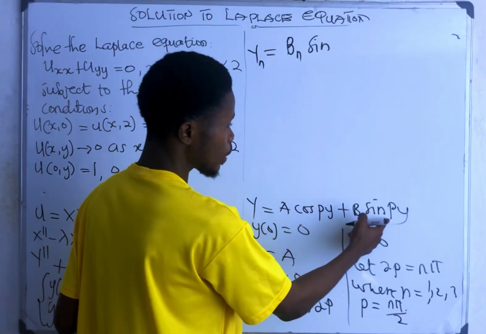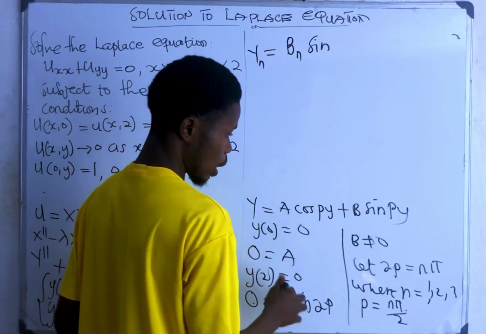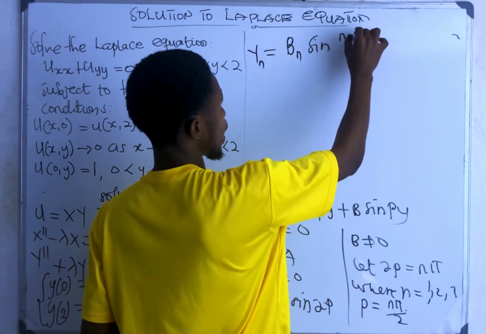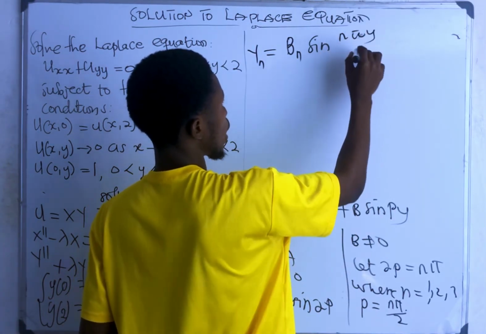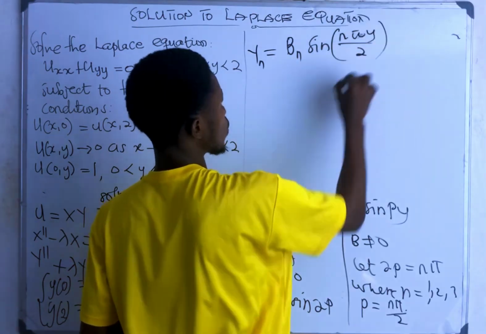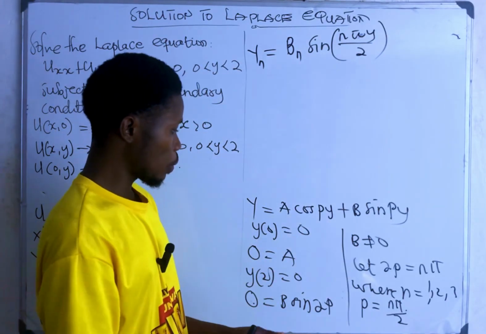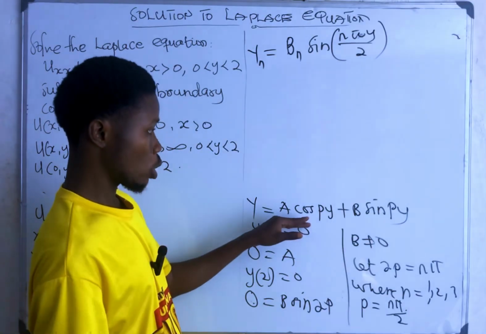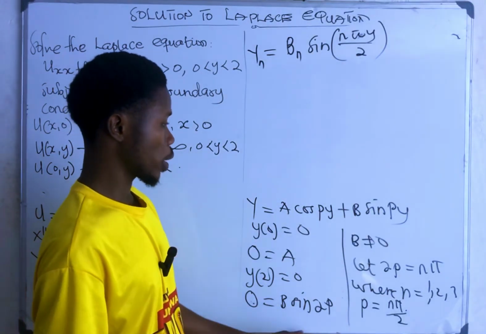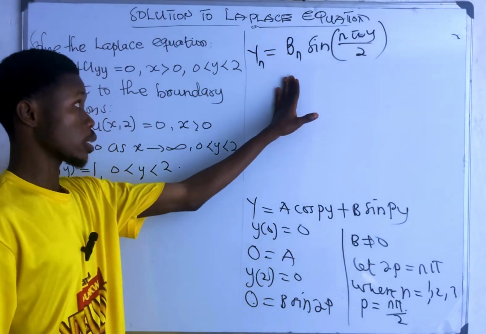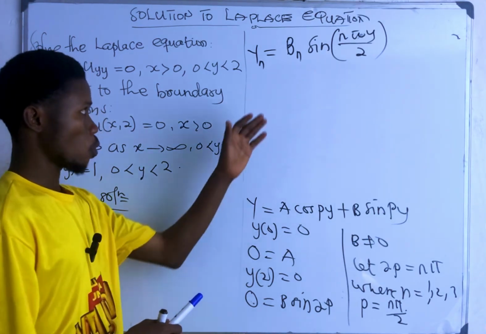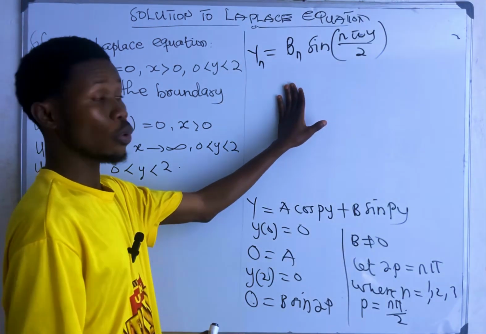Now, p is now n pi, and y is here. So we are going to have n pi y over 2. Please, when you finish, we don't come back here to substitute. No, we'll come back to the original equation. So when I substitute here, that's what I'm going to get. So I have something like this nicely. So I have a solution for y. We need to get a solution for what? X.